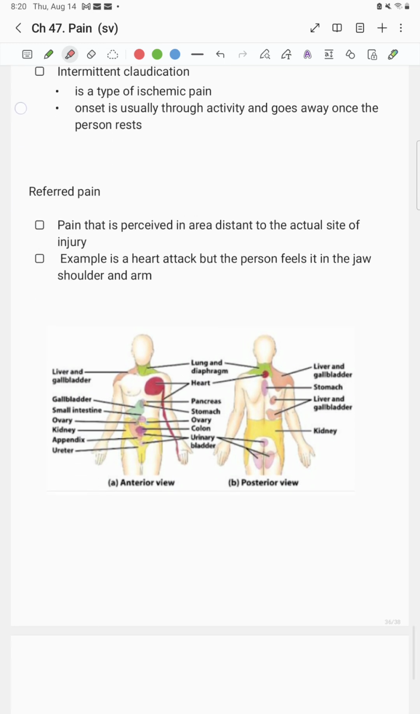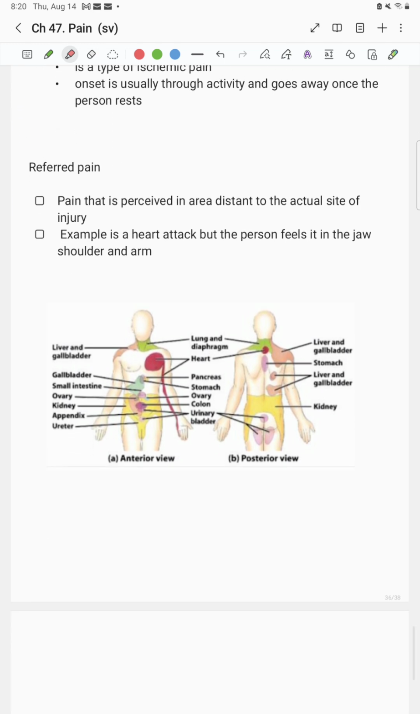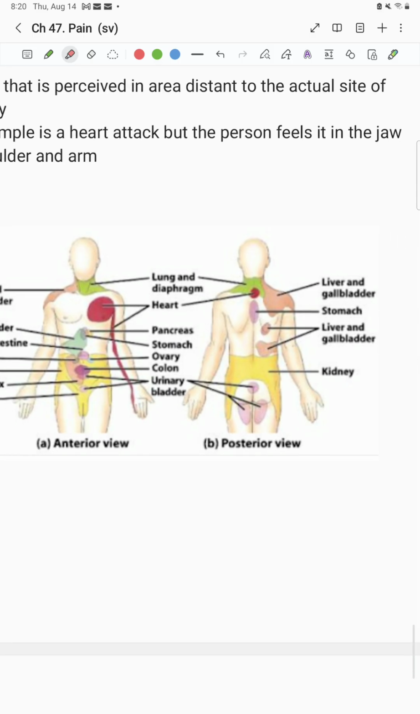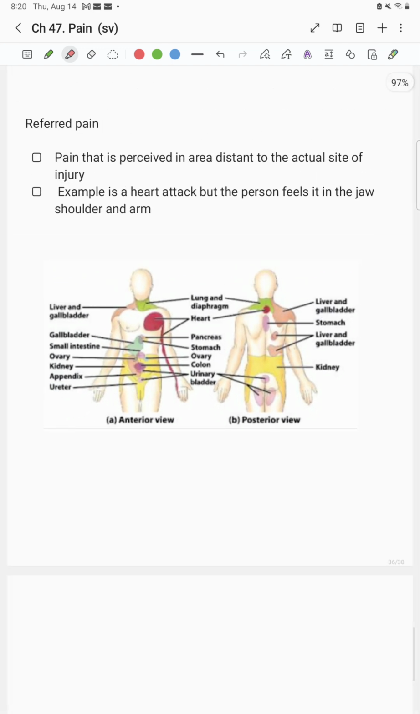Okay, referred pain is pain that is perceived in an area distant from the actual site of injury. So, for example, if your heart is hurt, they may feel it in the chest, the jaw, or down the arm. If the kidney is hurt, they may feel it in the low back or in the groin area. This diagram shows you the different areas where the patient might point on their body complaining of pain, but it may be coming from an internal organ.